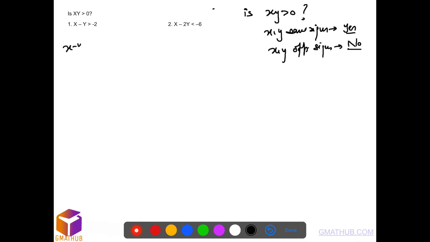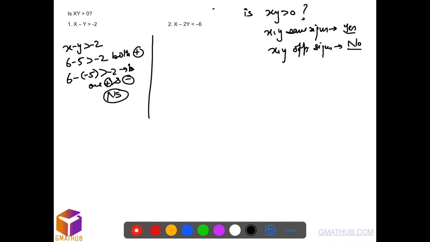First statement, x minus y is greater than minus 2. Now if you see, it could be 6 minus 5 greater than minus 2, both positive. It could be 6 minus minus 5, that will also be bigger than minus 2. In this case, I mean one positive and other negative. So this is not sufficient.